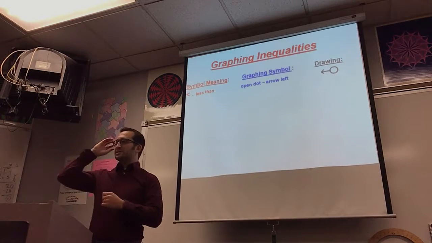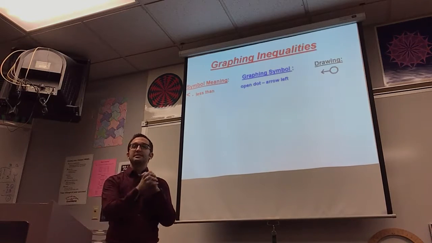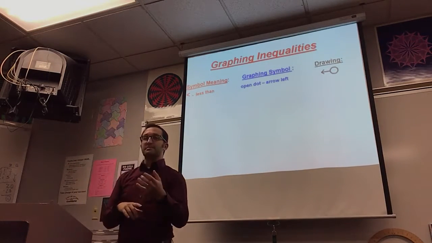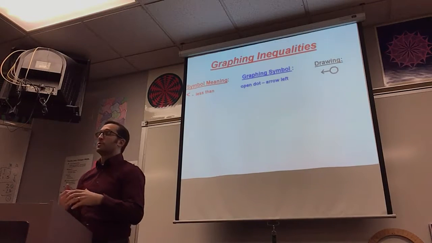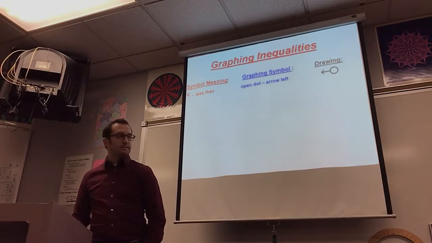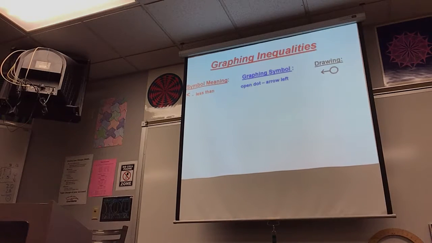So we've got some symbols, we've got some meanings, and some drawings. Let's get these into your notes. You've got to get the less than symbol. That means less than, so you write down those words. The graphing symbol is an open dot with an arrow to the left, okay?